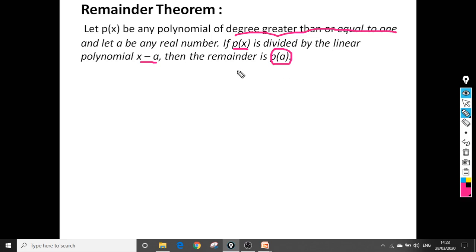Now if you want to see how you get the remainder as p of a, the same process is followed. We substitute x minus a equals 0, and finding the value of x from here, the value of x comes to be a. This value of a we substitute in the polynomial and we get the remainder p of a. This is the formal definition of the remainder theorem. I am repeating again, this remainder theorem is applicable if the polynomial is divided by a linear factor, which is x minus a. This is certainly a condition for this remainder theorem.